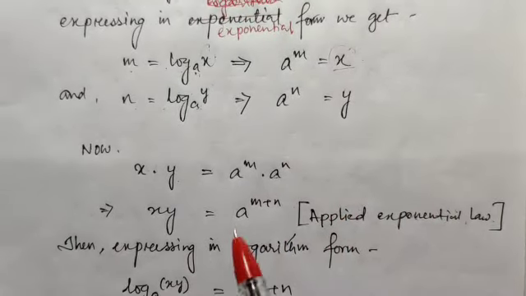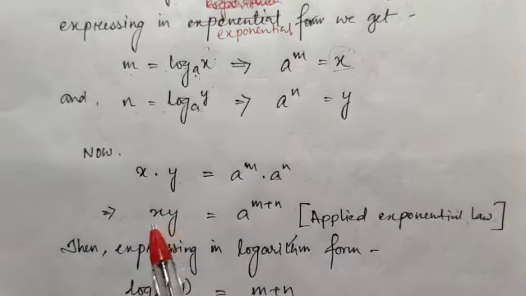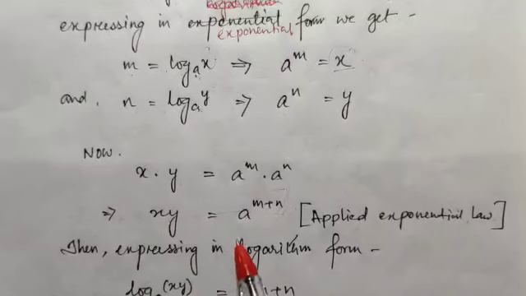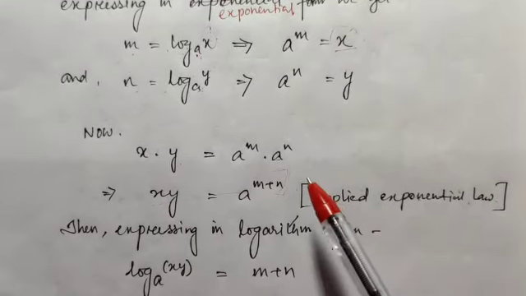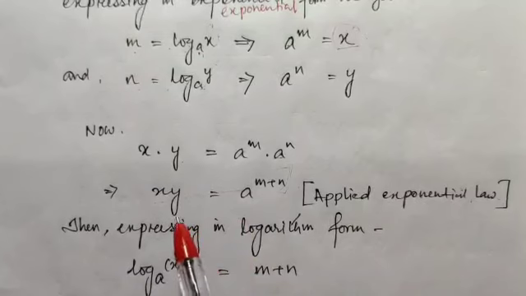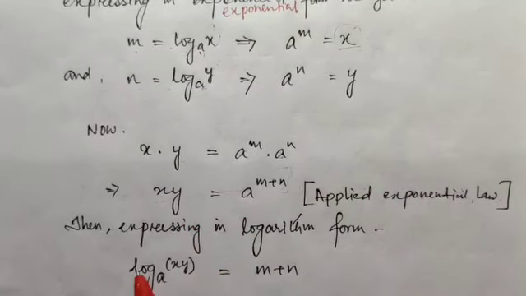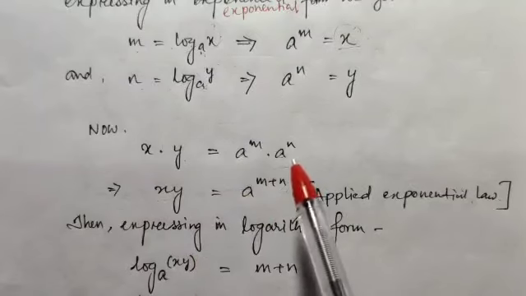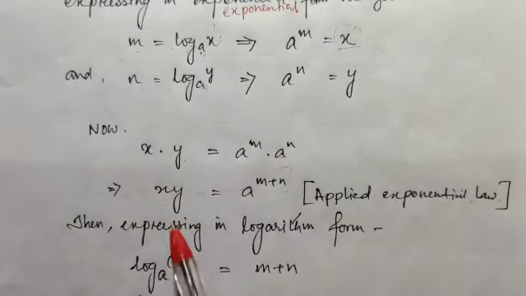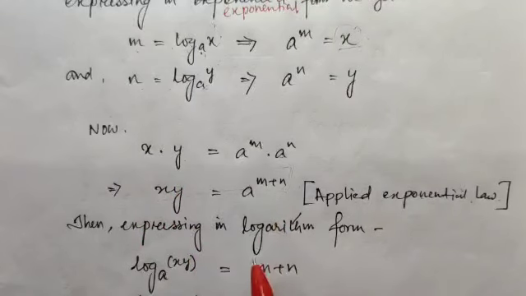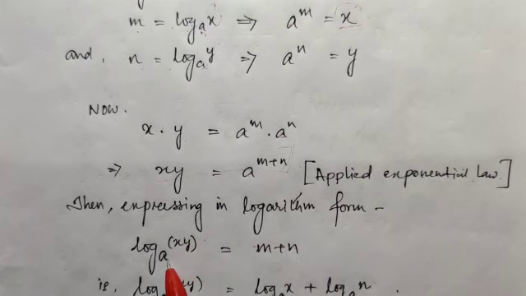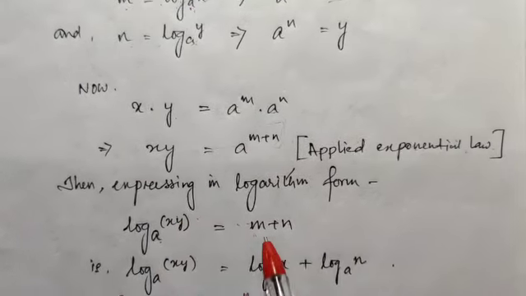Okay, now from here we'll express this exponential form in the logarithm form. What you've learned is how to express from exponential to logarithm. So we have to take log, write the base, and write the argument. So can you say, my friends, which one is the argument here? xy. So xy is the argument and here the power is m plus n. So log xy with respect to base a is equal to m plus n.